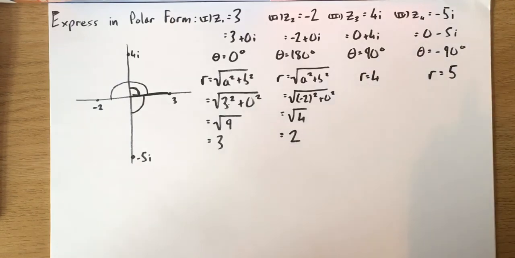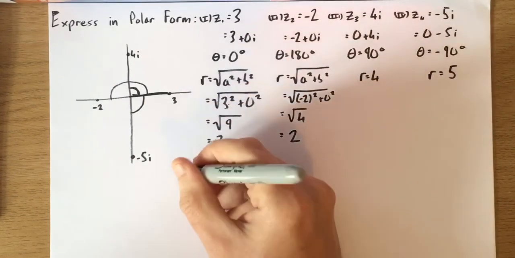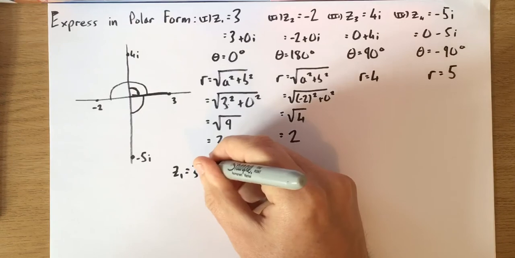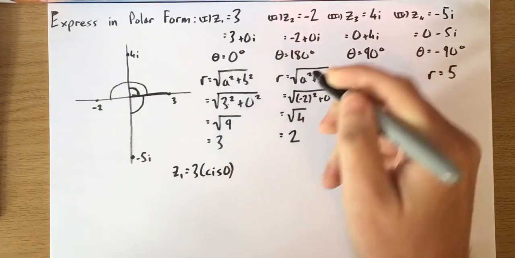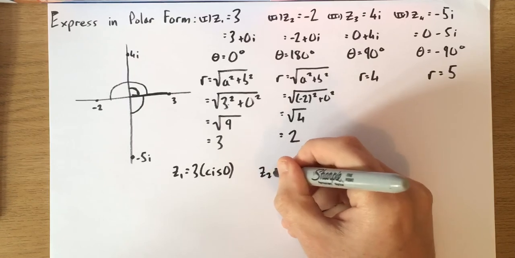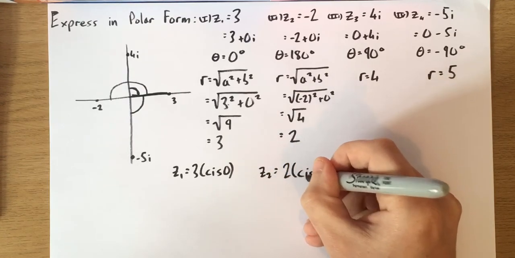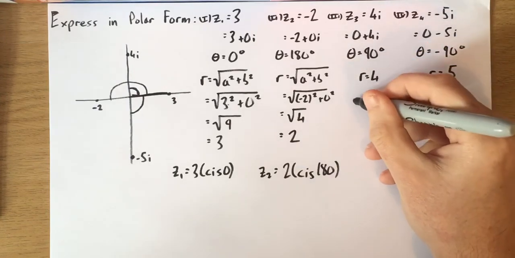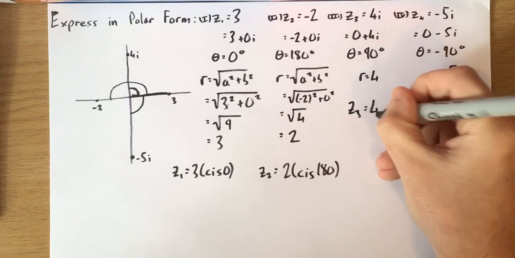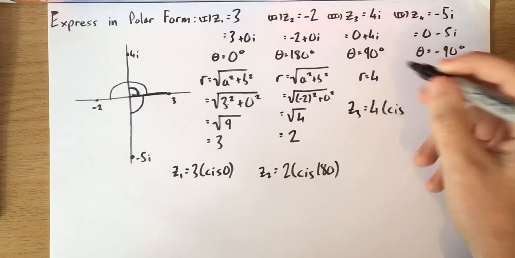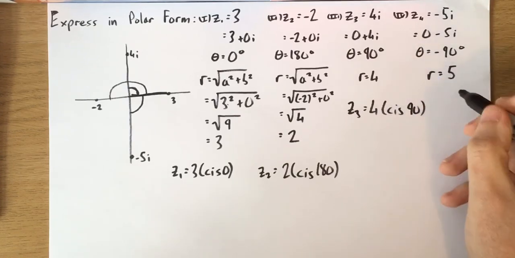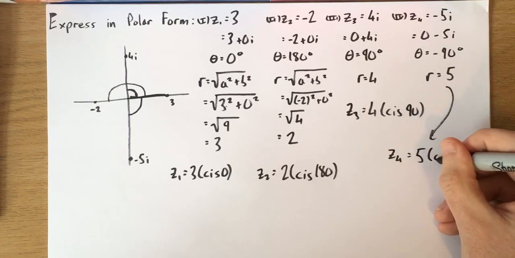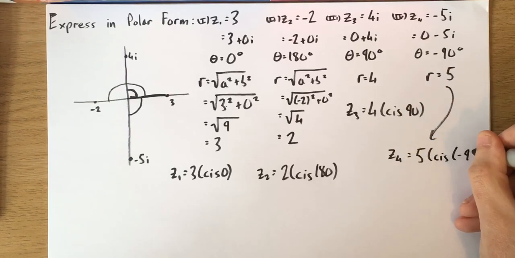All right. So just writing each one then in polar form, Z1 would be 3 cis 0. Z2 would be 2 cis 180. Z3 would be 4 cis 90. And then Z4 would be 5 cis -90.